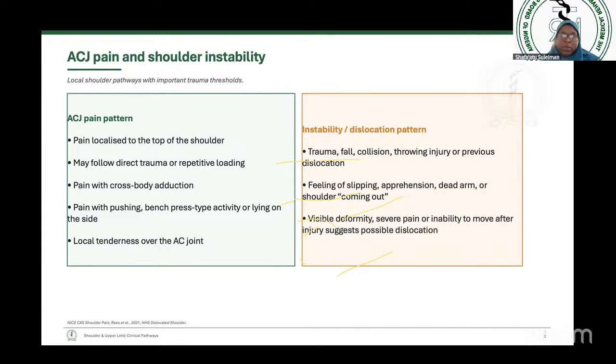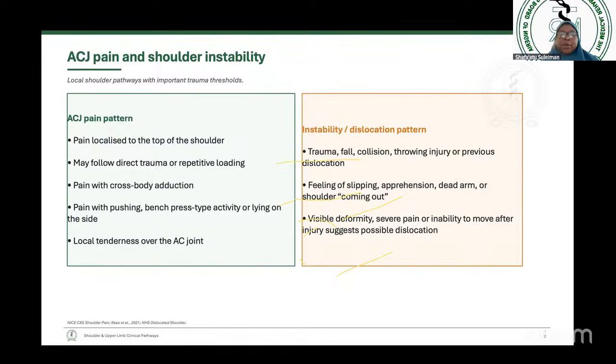In the case of an instability or dislocation pattern, it can be attributed to trauma. When there is a trauma, when there is a fall, we should suspect instability and dislocation in the shoulder. When there is a collision injury, or a throwing injury, or a previous history of dislocation, that can also prompt us to look into whether it could be another dislocation.